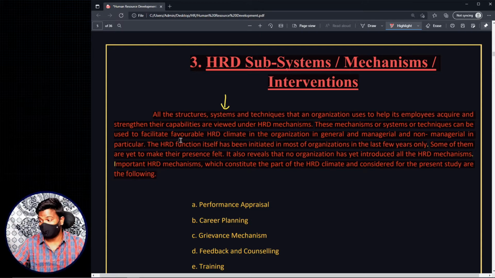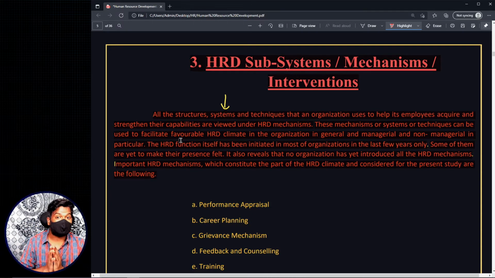And we are telling that these particular HRD mechanisms have not been in use from a very long time, and we are also trying to tell that there are so many different organizations which have not yet started to use all these different mechanisms. That means most of the organizations use only a few of these interventions. Now, we are also telling that the most commonly used or the most important interventions are discussed below.